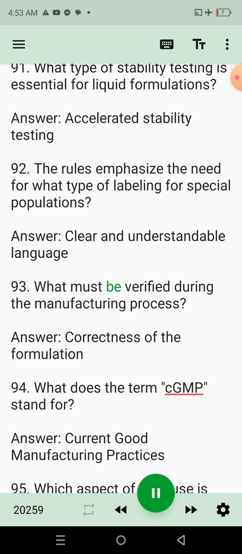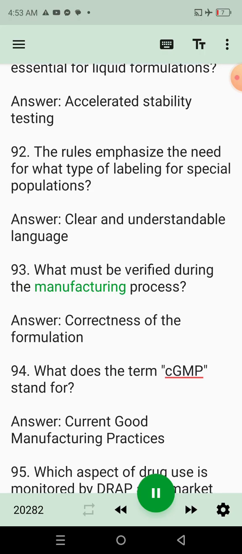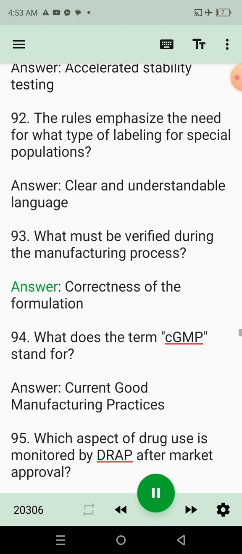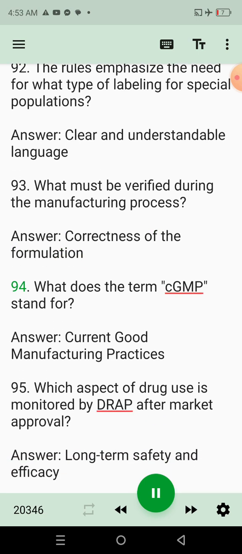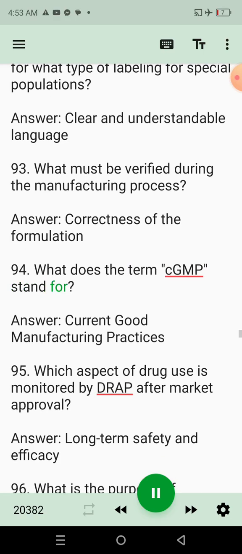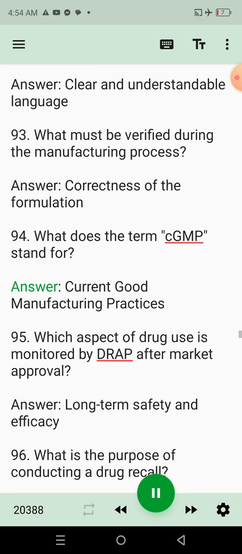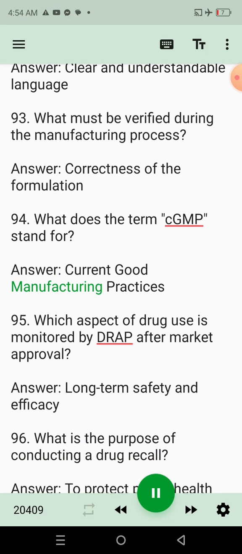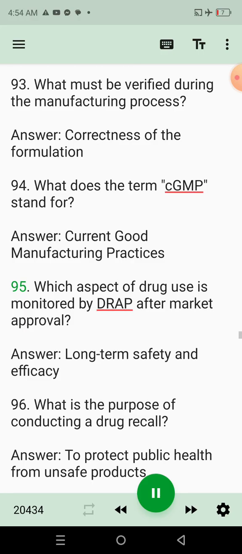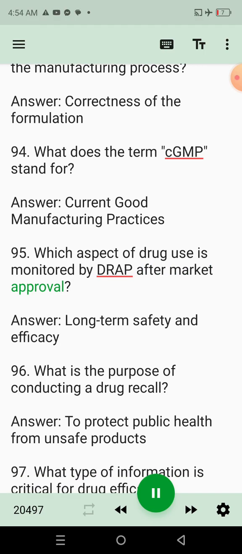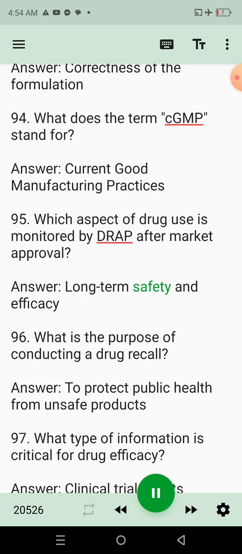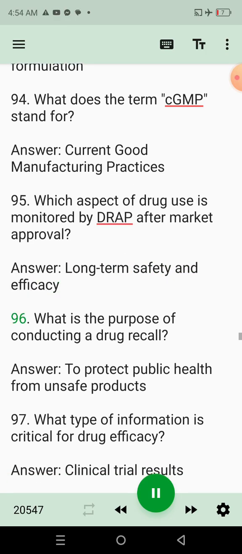93. What must be verified during the manufacturing process? Answer. Correctness of the formulation. 94. What does the term CGMP stand for? Answer. Current Good Manufacturing Practices. 95. Which aspect of drug use is monitored by DRAP after market approval? Answer. Long-term safety and efficacy.